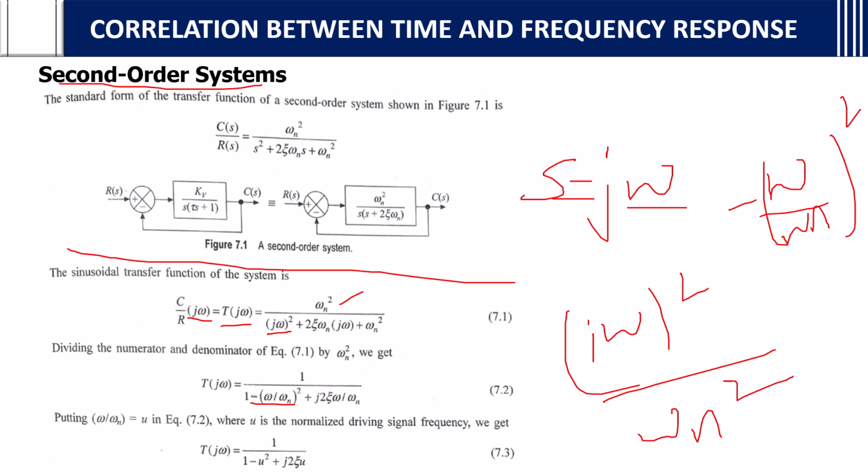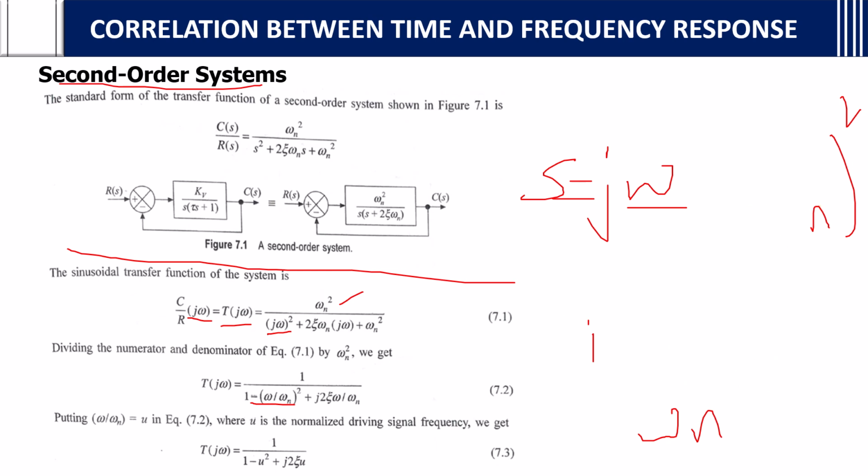So this is the 1. Next you have 2 zeta omega n into j omega. If you divide this by omega n square, one omega n gets cancelled, so 2 zeta omega by omega n into j is left. Lastly, omega n square by omega n square gives 1. Like that you divide the numerator and denominator by omega n square. Then putting omega by omega n as u.